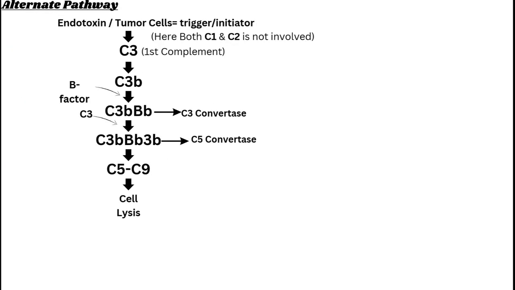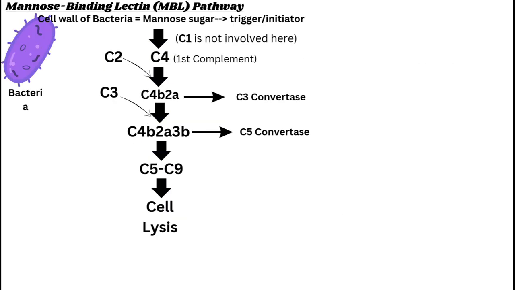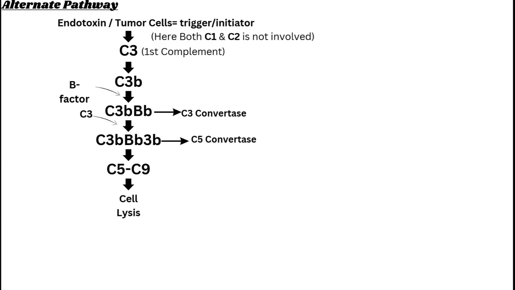The last one is the alternate pathway. Here it is a bit different from the other two. The trigger or the initiator will be the tumor cells, endotoxins, or cancer cells. In the classical pathway, all the complements from C1 to C9 are involved. In the mannose binding lectin pathway, C1 is not involved, and in the alternate pathway, both C1 and C2 will not be involved. So here the first complement will be C3. The endotoxin or tumor cells will be the trigger point.